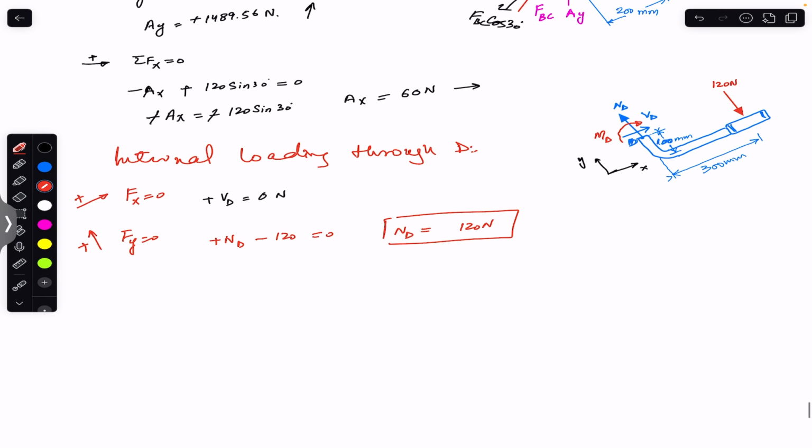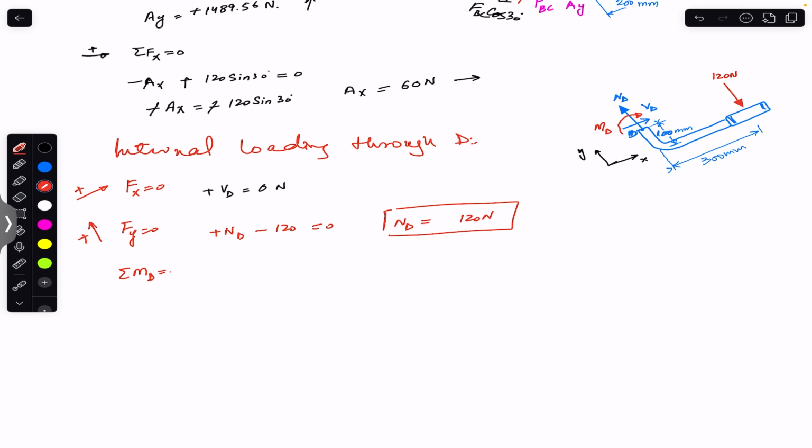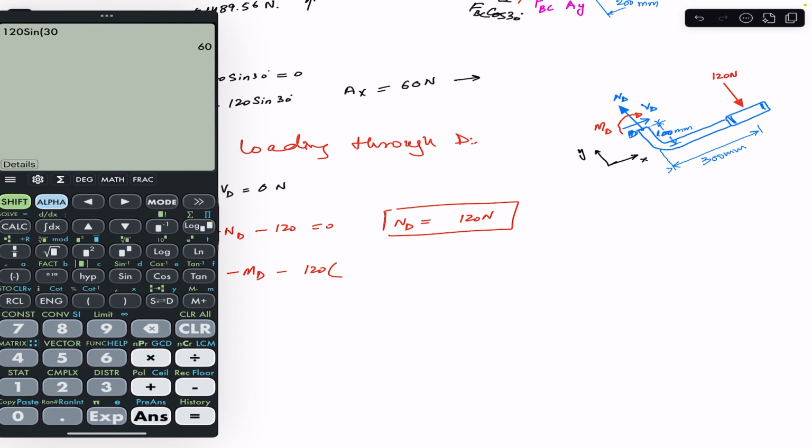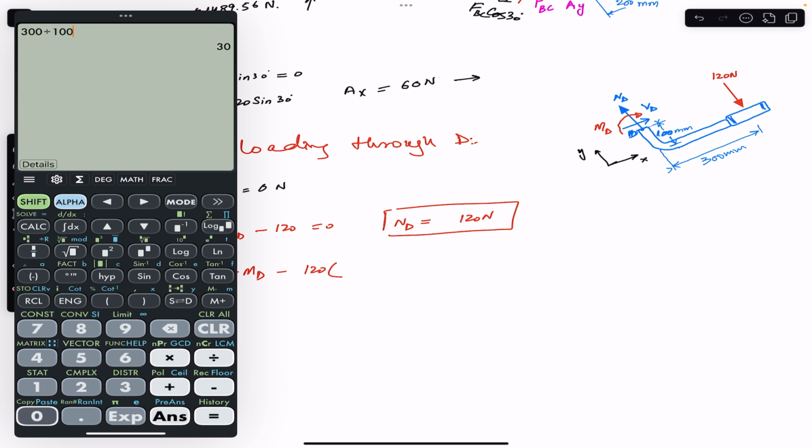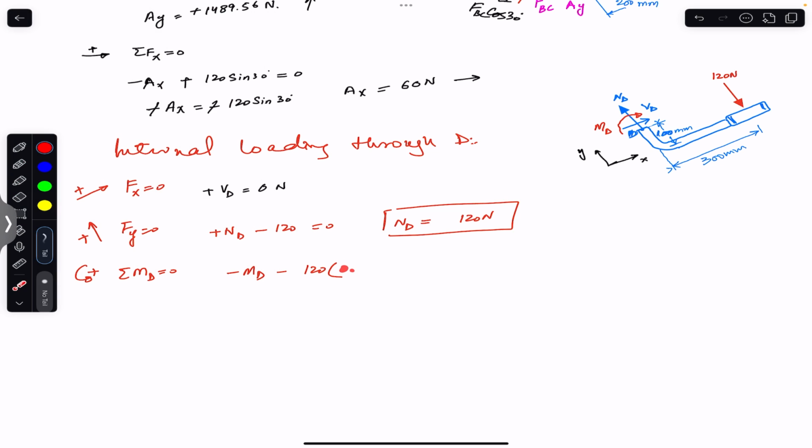Similarly, to find MD, if we apply the sum of the moments about point D, that must equal 0. Counterclockwise moment is assumed to be positive. Now we have assumed that MD is in the clockwise direction, so I will write minus MD. And this 120 Newton force is producing a clockwise moment, so I will write minus 120. The perpendicular distance of this 120 Newton force from point D is this 300 mm. So 300 divided by 1000 is 0.3 meters. So this is equal to 0, and we can say that minus MD is equal to plus 120 into 0.3.